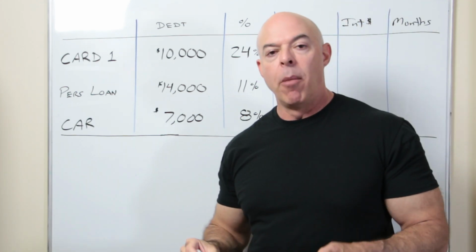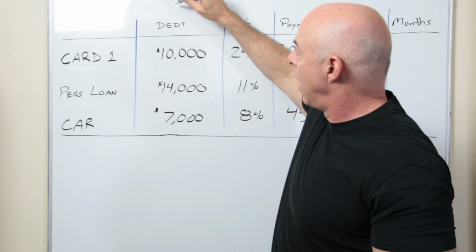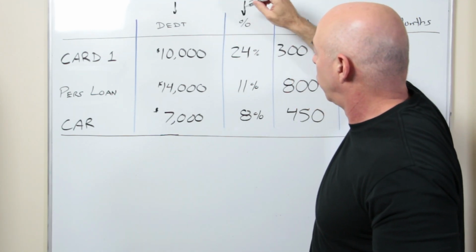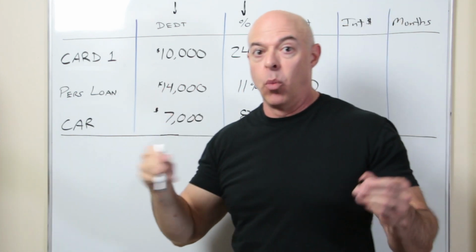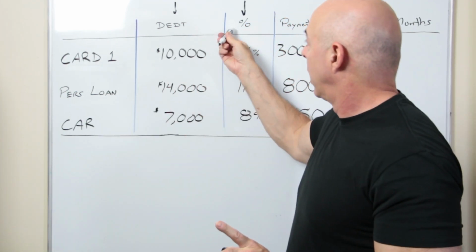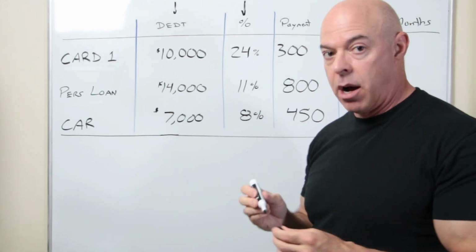Okay, the Snowball method attacks and looks at this column first. The Avalanche method looks at the percent. You can run both calculators with your data to see what comes out best. Typically, the Avalanche, looking at percent, comes out best first.